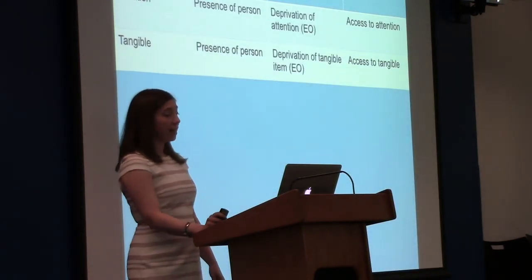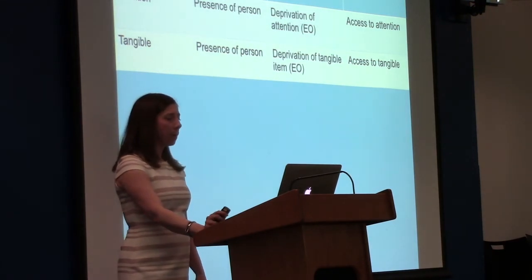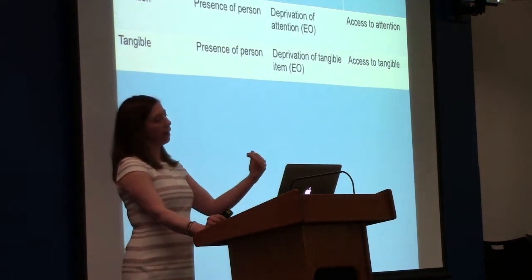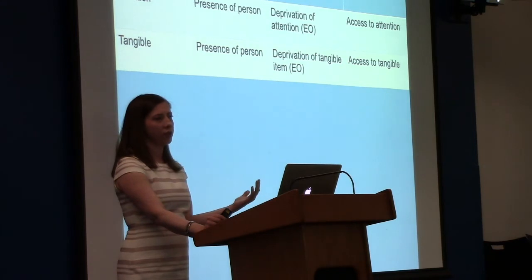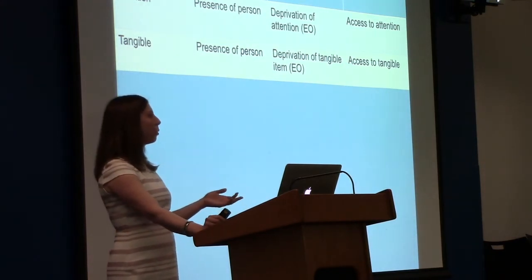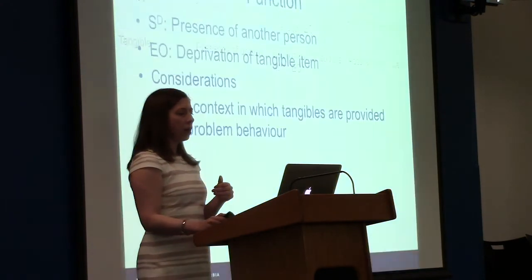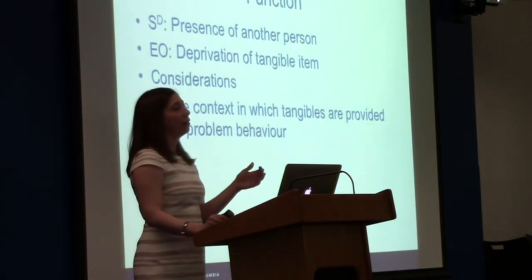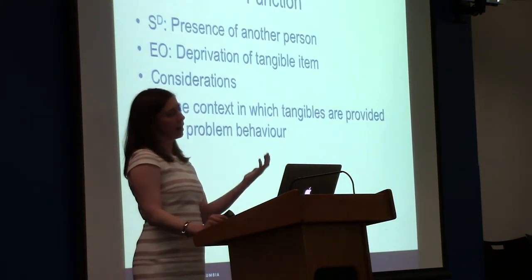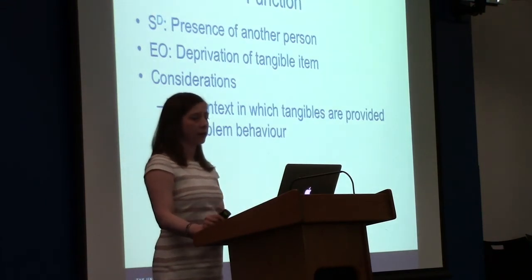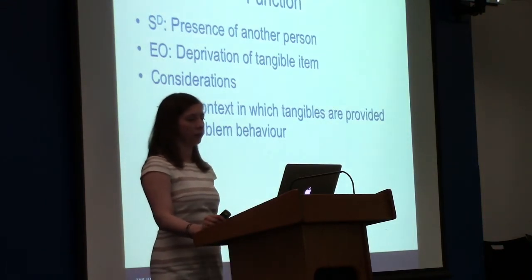Okay, so the tangible condition, this is where you're setting up a condition where you have some kind of deprivation or withholding of tangible items, and then contingent on problem behavior, you deliver those tangible items. But there are some different ways that you can set up the antecedent and also ways that you can set up the consequence that look a little bit different.